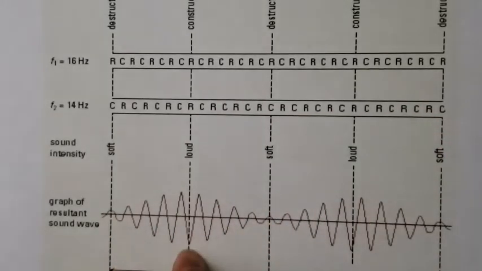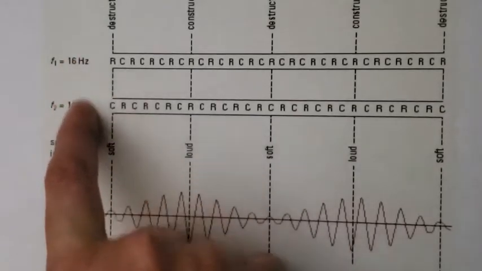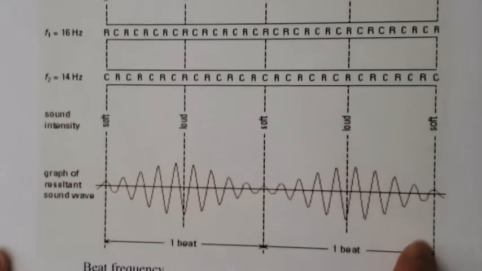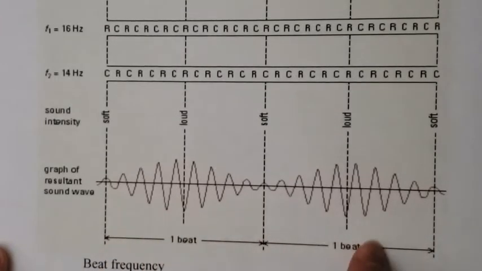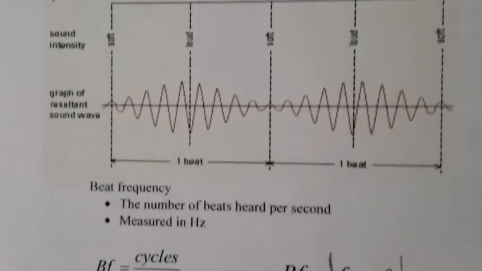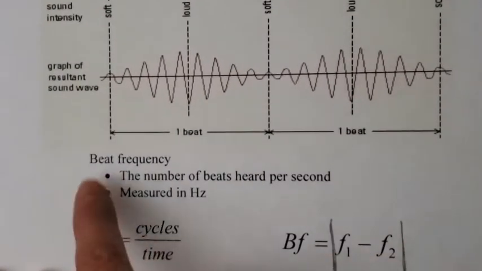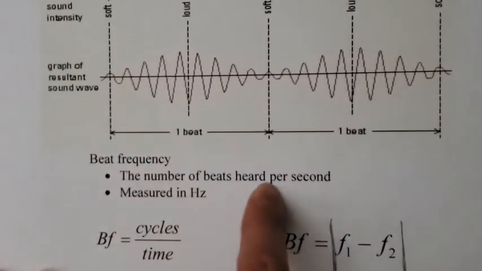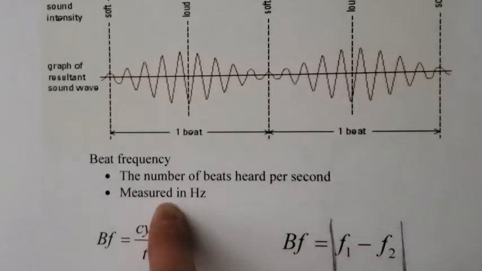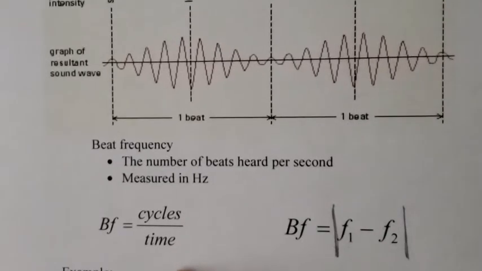One of those wows is considered a beat. So when they're 2 hertz apart, you actually hear 2 beats. You hear 2 of those wow, wow type of sounds. So beat frequency is the number of beats heard per second, and it's a frequency, so it's measured in hertz. And we have 2 formulas for beat frequency.